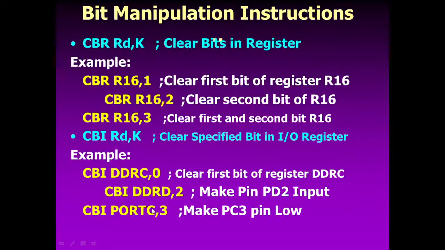CBI port C, 3, that means I want to make this port pin 0, logically 0. So my PC3 pin is an output pin, but I want to send an active low signal at that pin. So for that purpose CBI port C, 3. Can anybody tell me, if I want to make this PC3 pin high, what command I should send?